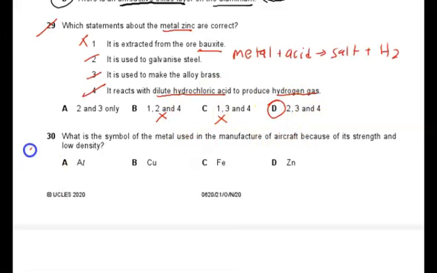Okay, the next one, number 30. What's the symbol of the metal used in the manufacture of aircraft because of its strength and low density? The aircraft is actually made of duralumin, where the main component is aluminium, because it is strong and also lightweight. So your A, so 30 is A.